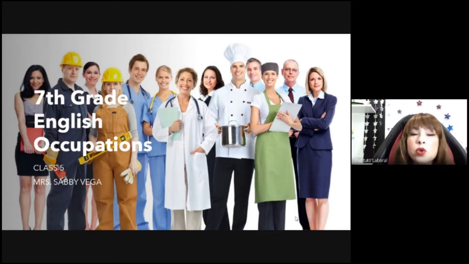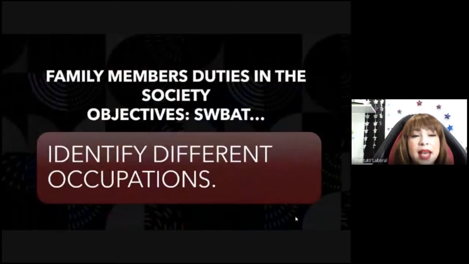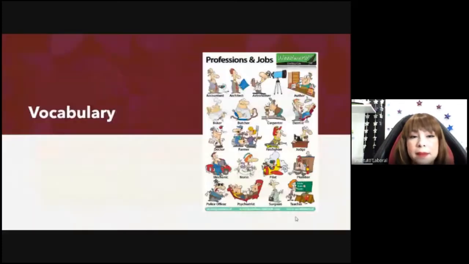Today, we are going to identify different types of occupations and workplaces, and family members' duties in the society. The objectives: students will be able to identify different occupations and workplaces. Let's start with the vocabulary.